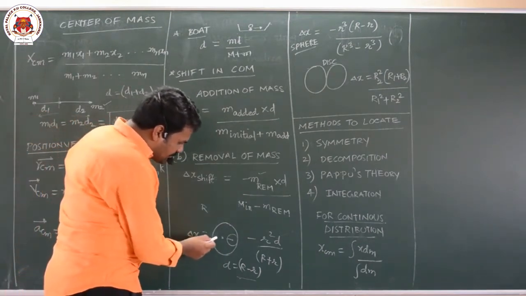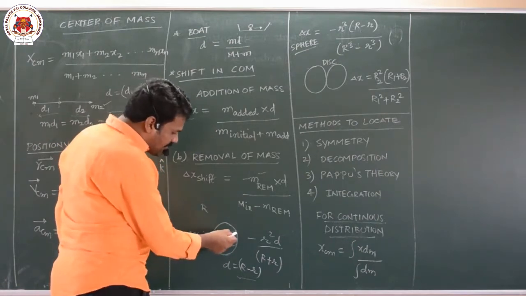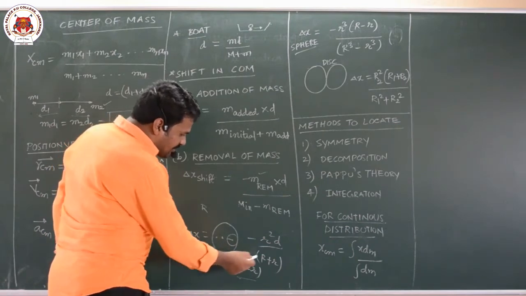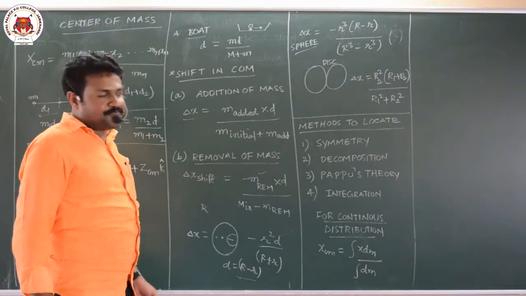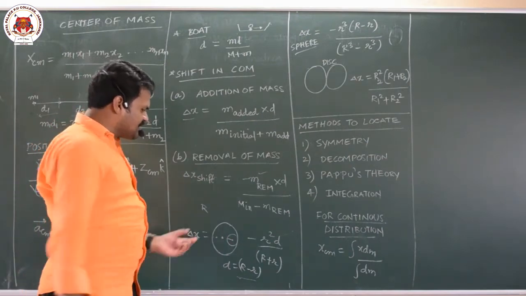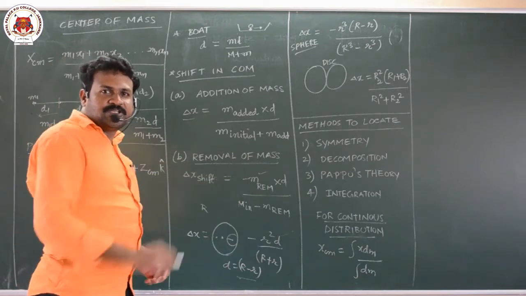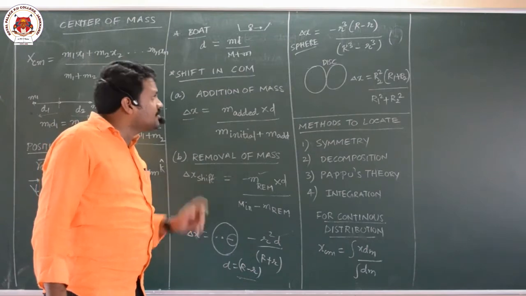So here, when a disc is removed from one side of the other disc, the center of mass shifts towards the left side. That shift is equal to this formula. Why am I writing minus? Because it is shifting towards the back side. You can calculate this by a simple technique. You remove the mass. Suppose you replace it, the center of mass shifts back to the original position. Based on that concept, you will get this formula.